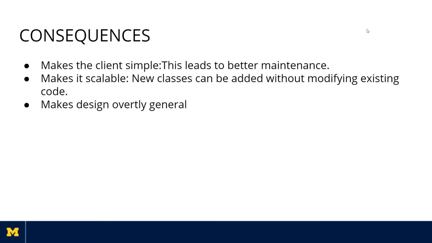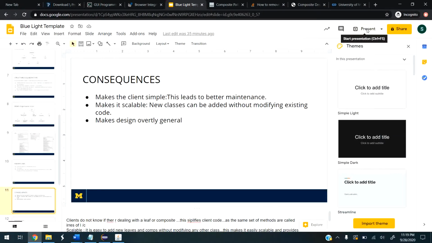But there is one small disadvantage: it makes the design very general. For example, if you want to add a new class that has some special functionality, it's not a good idea to implement a composite pattern, because in a composite pattern all the classes, whether they are a leaf or a composite, should conform to the same kind of design. So that is one small trade-off.